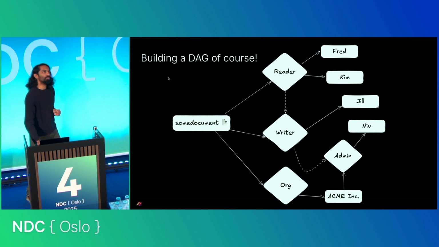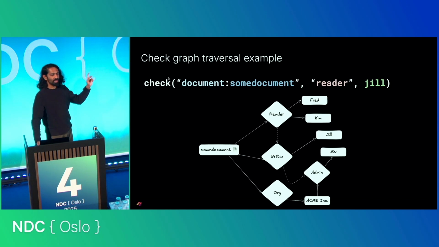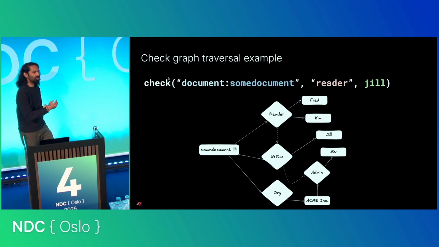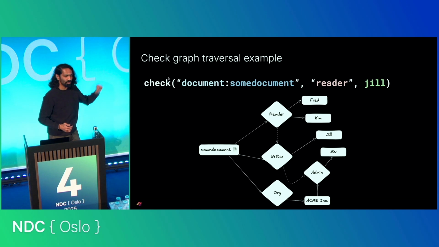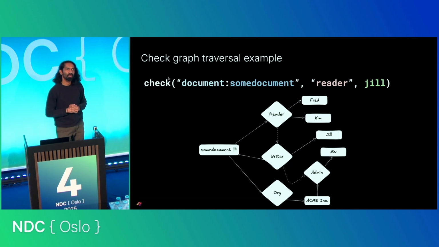Now, if you want to check for permissions, what happens? Right? So let's take the example of we need to check if Jill can read some document. So essentially, you're calling a check API to say, this document named some document, can Jill read this?